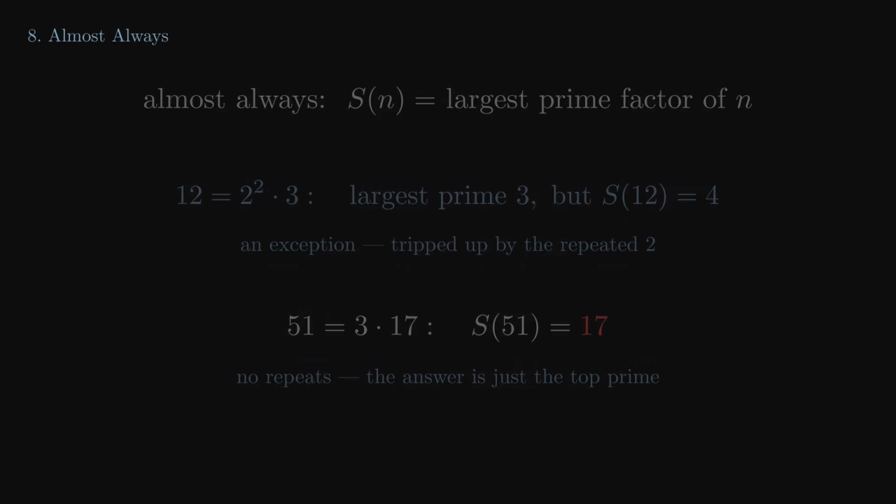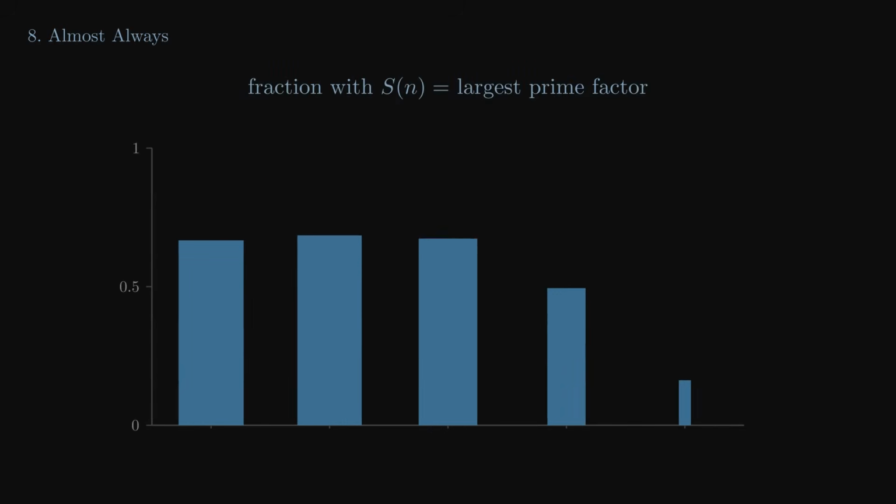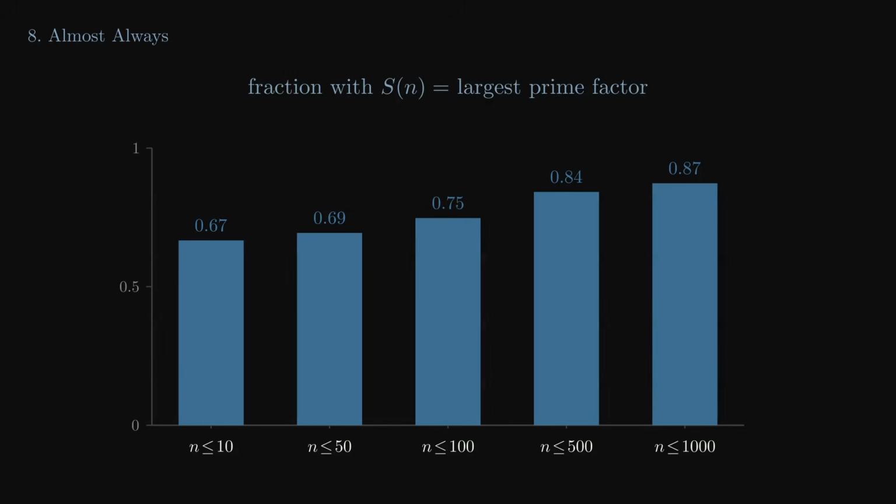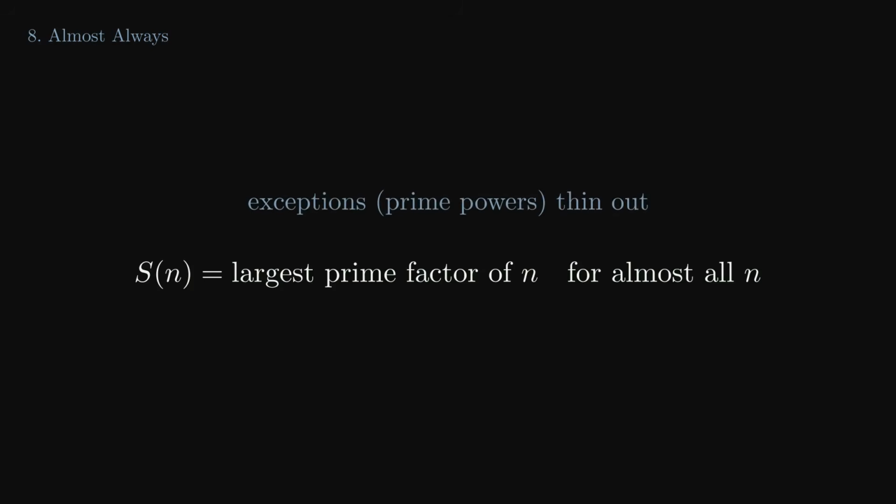Count how often the answer is just the largest prime factor. Among the numbers up to 1,000, it already happens for about 7 and 8 of them, and Erdos proved that, as you go further, the exceptions become vanishingly rare. For almost every number, this elaborate factorial test collapses to something plain. Find the biggest prime dividing the number, and that is your answer. The prime powers, like 4 and 8 and 9, are the only troublemakers, and they thin out. Underneath the jumpy graph is an almost boringly simple truth for nearly all numbers.